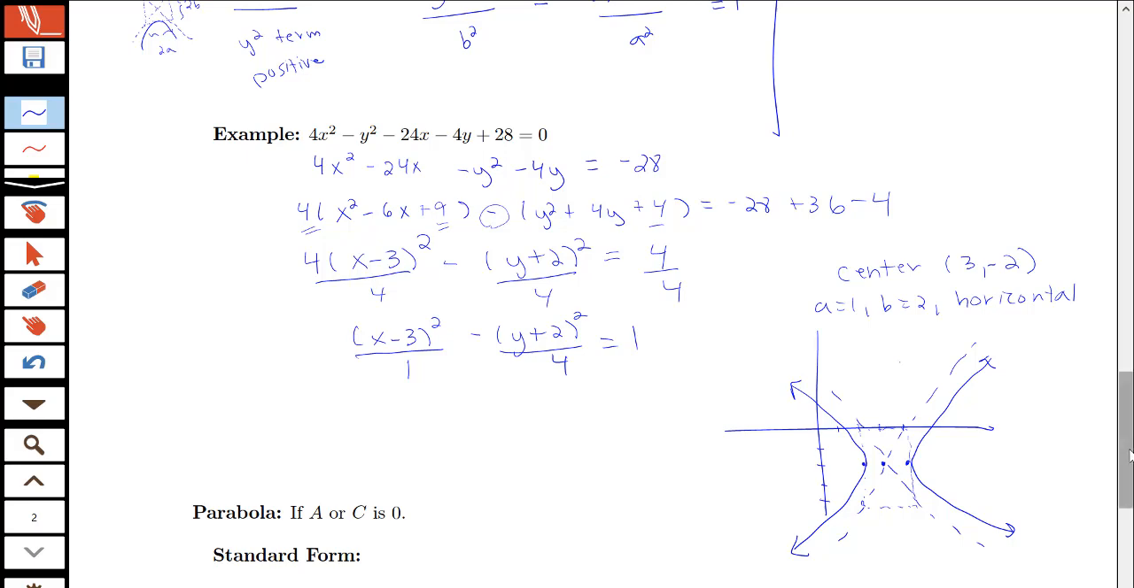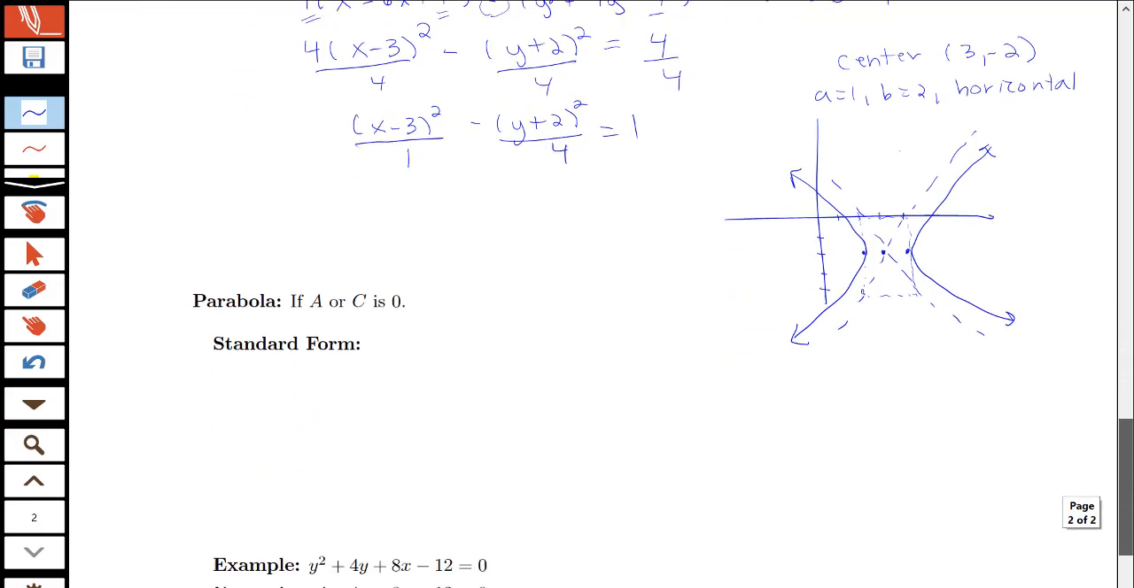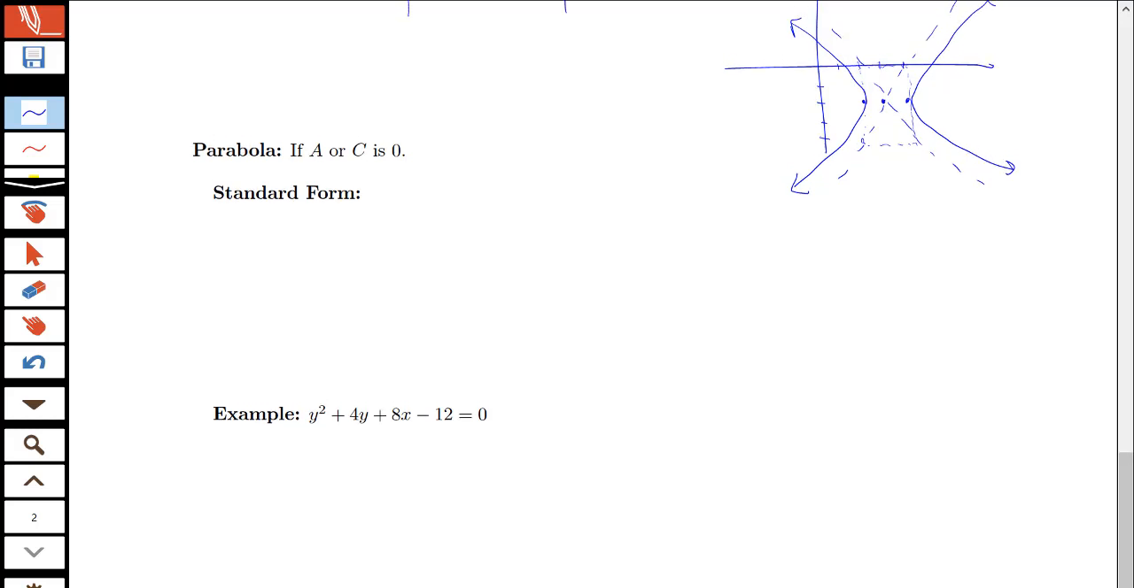Okay, so for our last example, we're just going to look at a parabola. We're pretty familiar with parabolas, but this is going to look at the parabola under maybe a slightly different form than you've seen recently. We will get a parabola if either the coefficient of x squared or y squared is 0, so if we don't have both an x squared term and a y squared term.